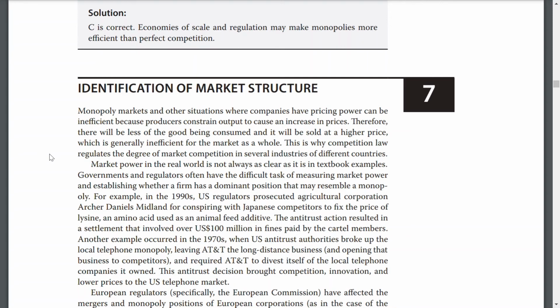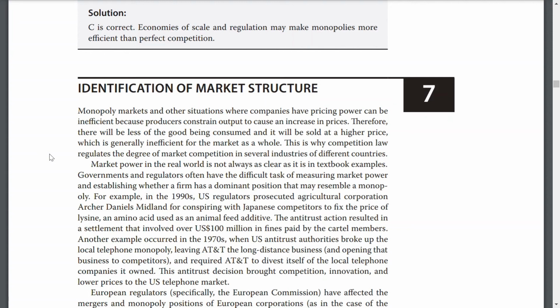Identification of market structure. Monopoly markets, where companies have pricing power, can be inefficient because producers constrain output to cause an increase in price. Therefore, there will be less of the good being consumed and it would be sold at a higher price, which is generally inefficient for a market as a whole. This is why competition laws regulate the degree of market competition in several industries in different countries.